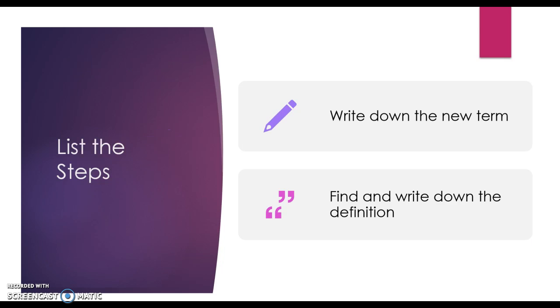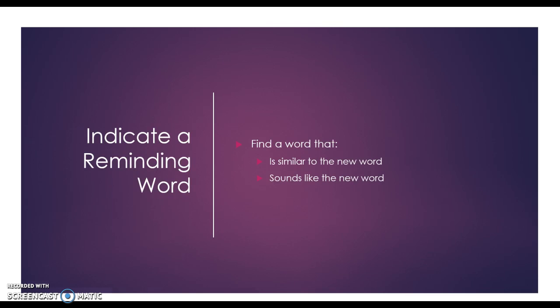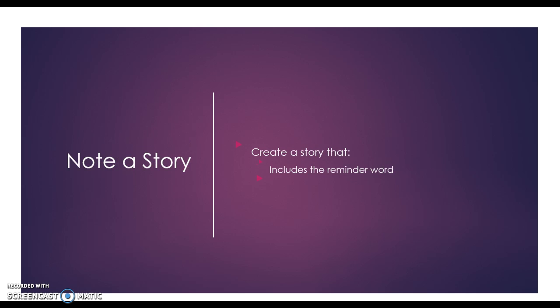So the first step is listing the steps. So you're going to write down the new term, the term that you are unfamiliar with, and then you're going to find and write down that term's definition. For indicating a reminding word, you're going to find a word that's similar to the new word, and it can sound like the new word as well. Just something that the student already knows that they can connect to this new word.